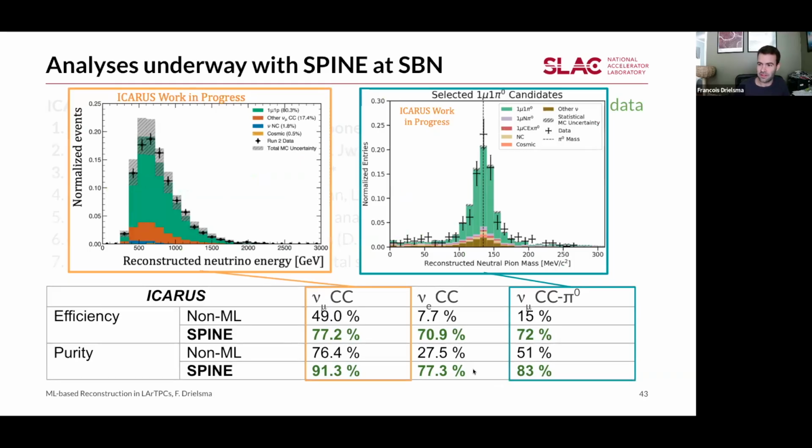Here I'm just also showing an example if you're wondering about data versus simulation agreement, which is a frequent concern when you're looking at machine learning algorithms. You can see the data and simulation agree very well in these 2 specific cases that I picked.